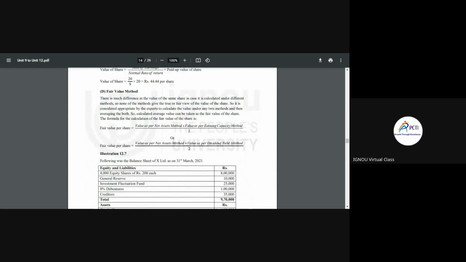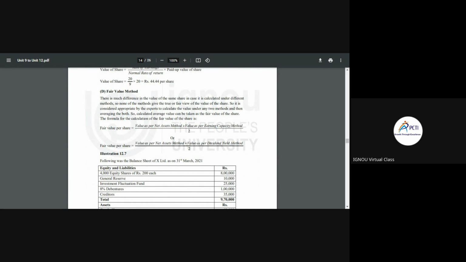Next one is the fair value method. There is much difference in the value of the same share when it is calculated under different methods. So none of the methods gives the true and fair view of the value of a share. It is therefore considered appropriate by the experts to calculate the value under any two methods and then average both. So the calculated average value can be taken as the fair value of the share.